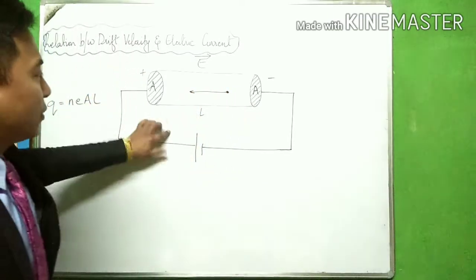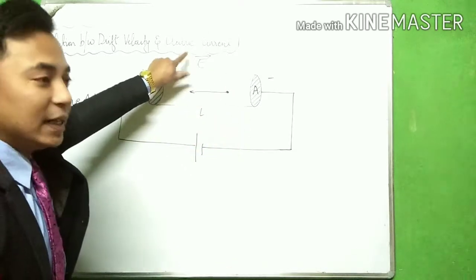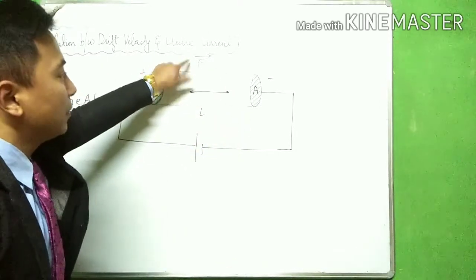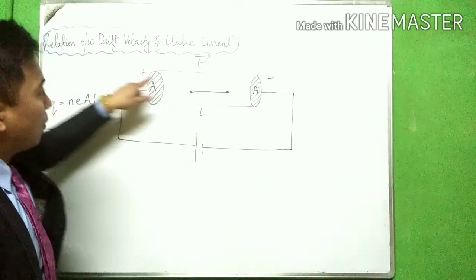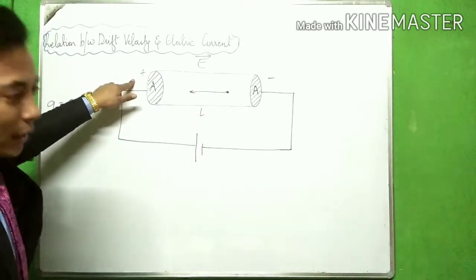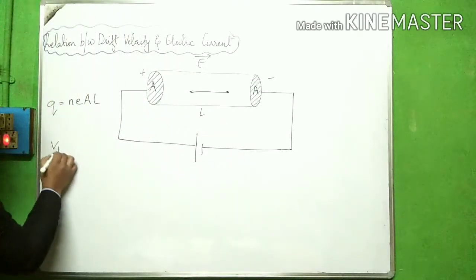So when a battery is connected across the two ends of the conductor, an electric field is set up. Now the electrons will drift towards the positive end of the conductor with a velocity Vd, that is drift velocity.